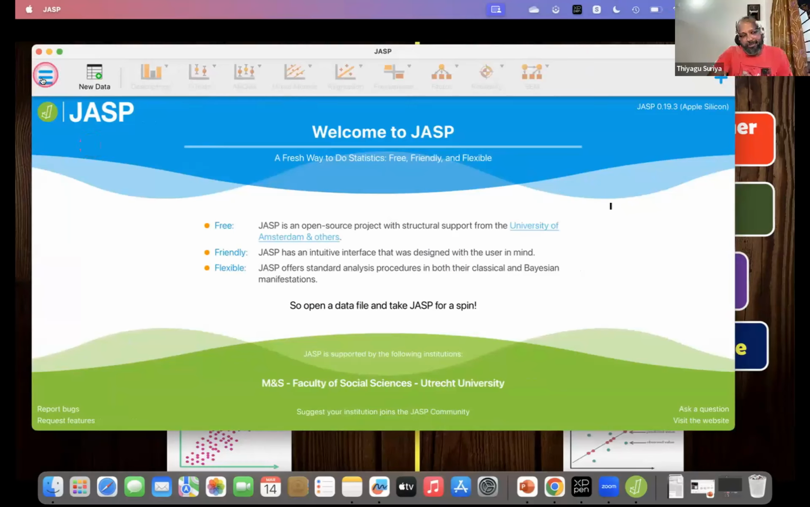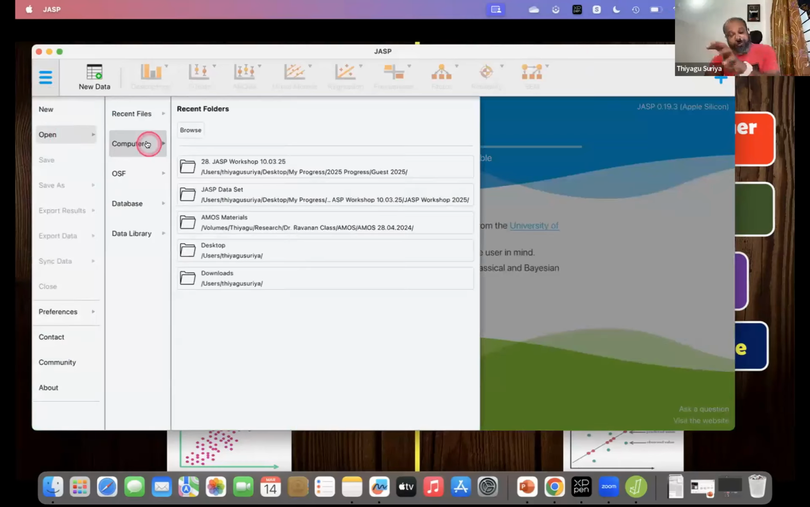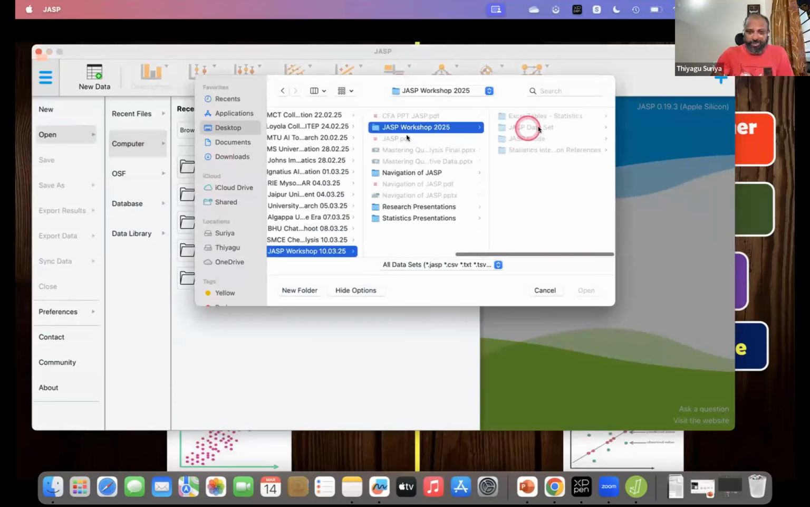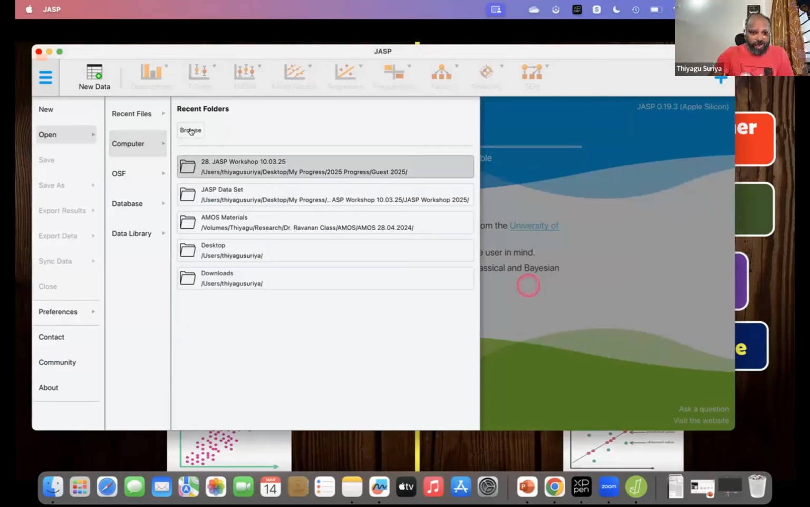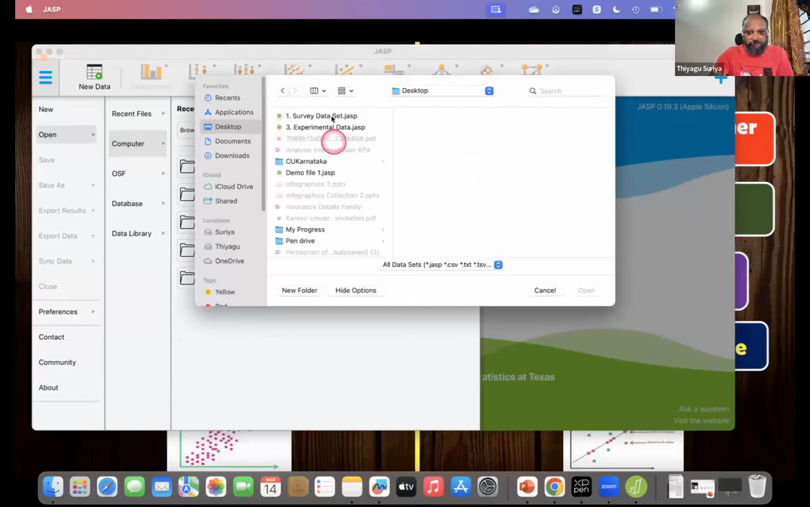Now we can see this. I'm going to do a small demonstration of how the interface looks while doing correlation analysis as well as regression analysis. First, I'm randomly opening one data set. I'm going to the desktop through browse and opening a data set. There is a survey data.